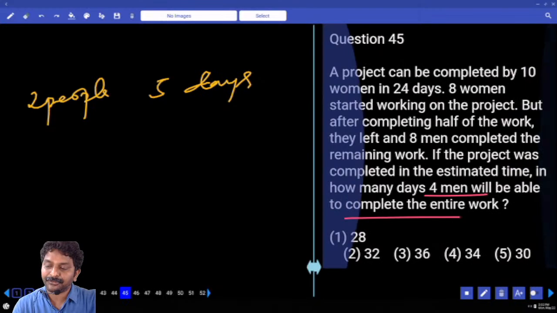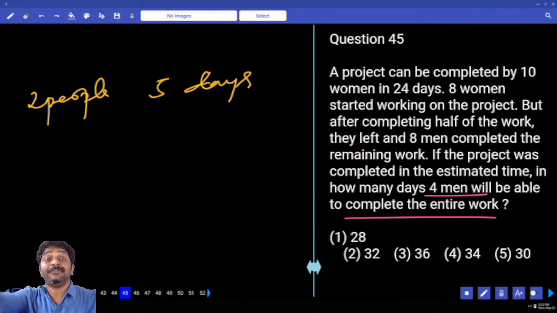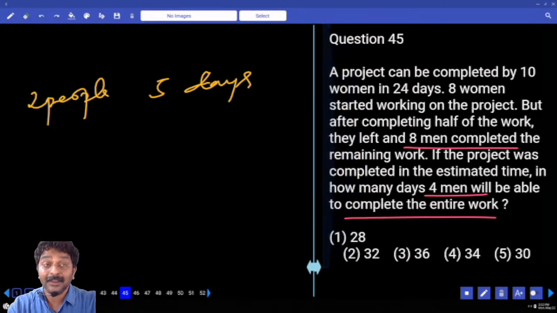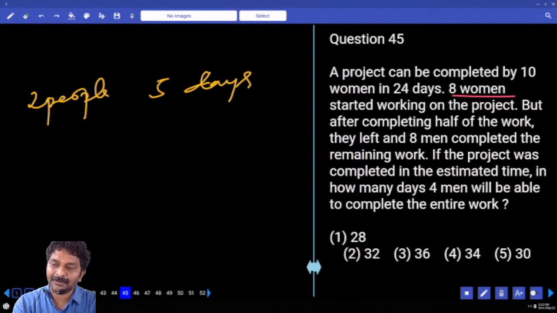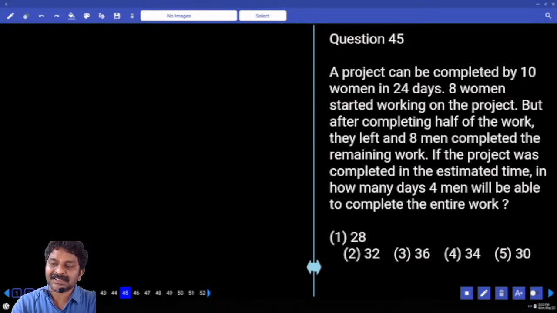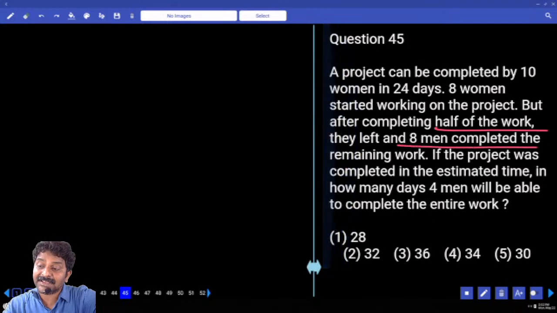If the question is about the time taken by 4 men to complete the work, and we know the information about 8 men to complete the total work, with that information we can answer the question, right? But the data is about how many women? 8 women and 10 women, right? After some time, half of the work is done by women, and how much work is remaining? The remaining half of the work is completed by 8 men only. In how much time?